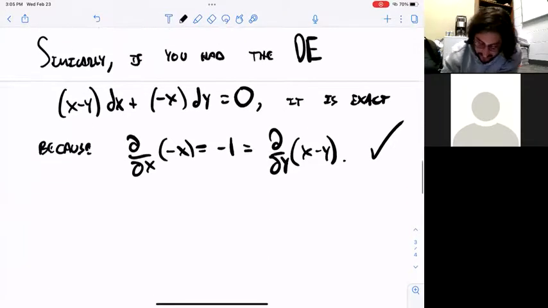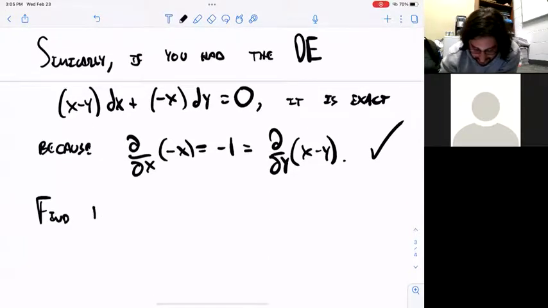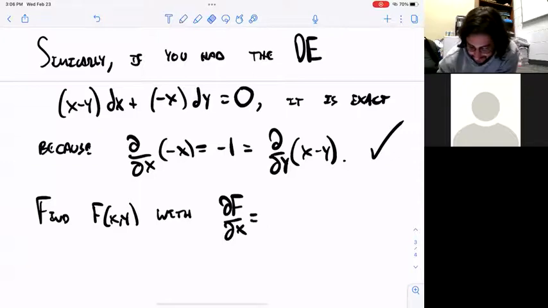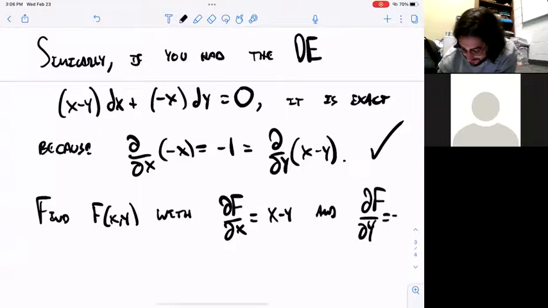And then you could solve, right? Okay, let's find f of x, y with the total differential equal to that left-hand side, right? So I want df dx equal to x minus y and df dy to equal minus x.